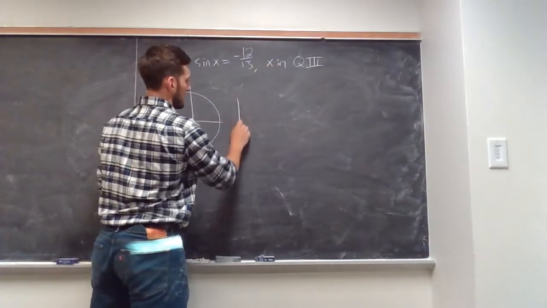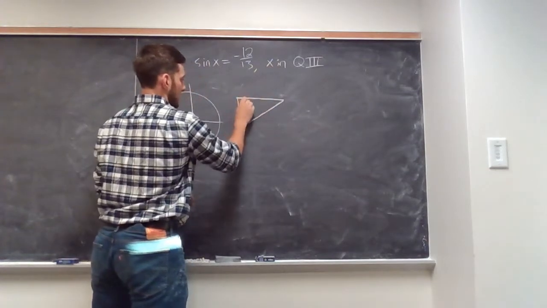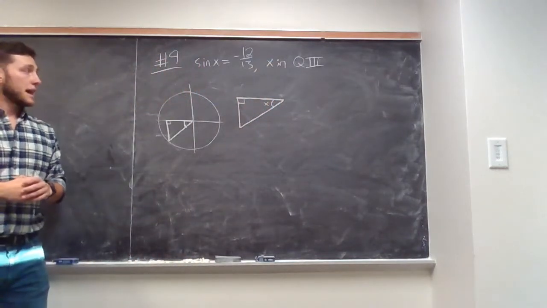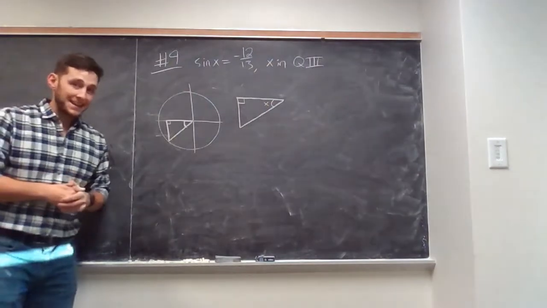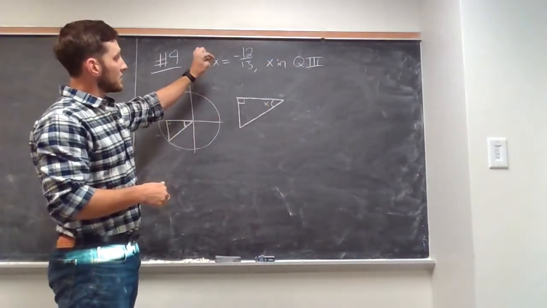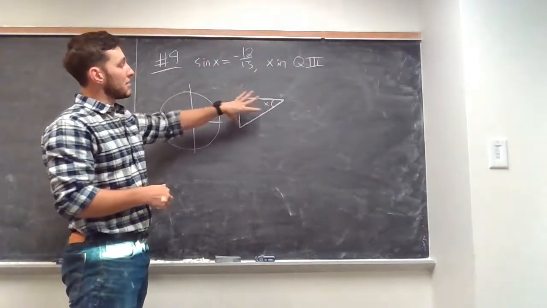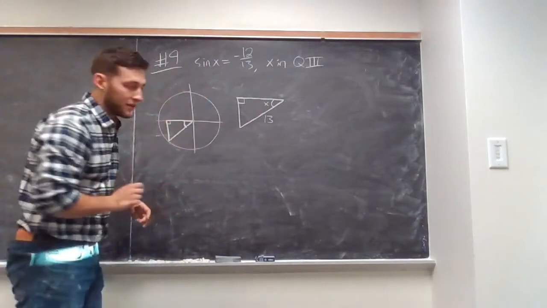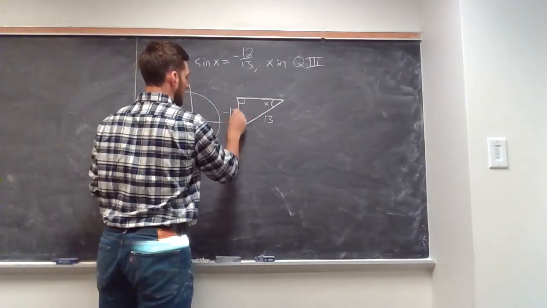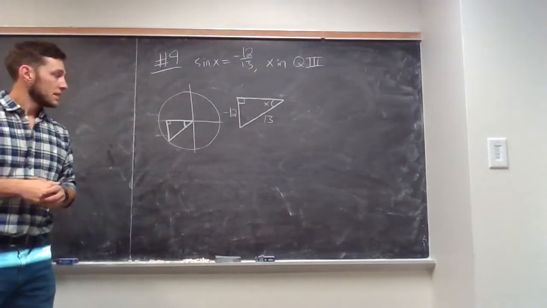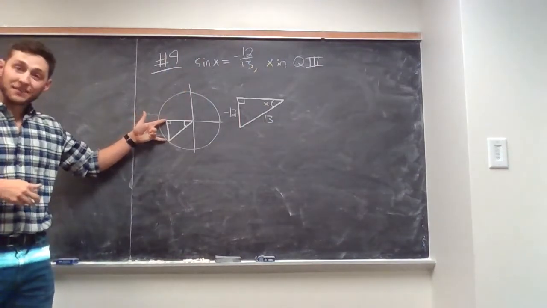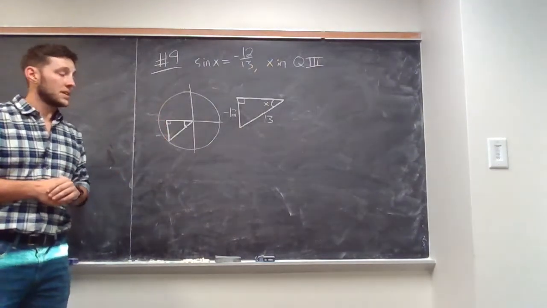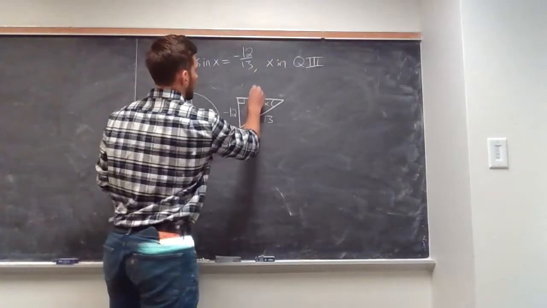So in quadrant 3, my triangle does something like this, where that's my angle x. Now, I'm given information about sine, okay? So sine is negative 12 over 13. That's the opposite side divided by the hypotenuse. The hypotenuse is always kept positive, so I end up with that right there. Now, that makes sense because the opposite side, standing for the y-coordinate in the unit circle, should be negative in quadrant 3.